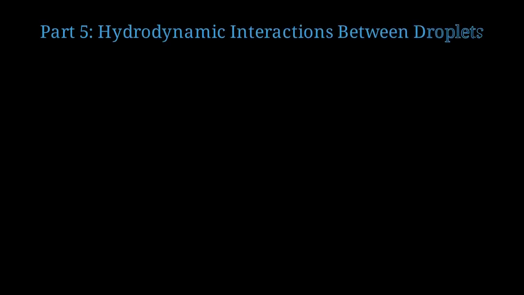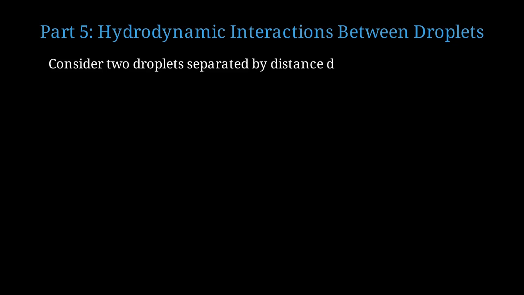Now let's analyze the actual interaction forces between two droplets. Consider two droplets separated by distance d in a microchannel. The separation distance d determines the strength of their hydrodynamic interaction. The interaction force scales as viscosity times velocity times droplet radius squared divided by separation distance squared.